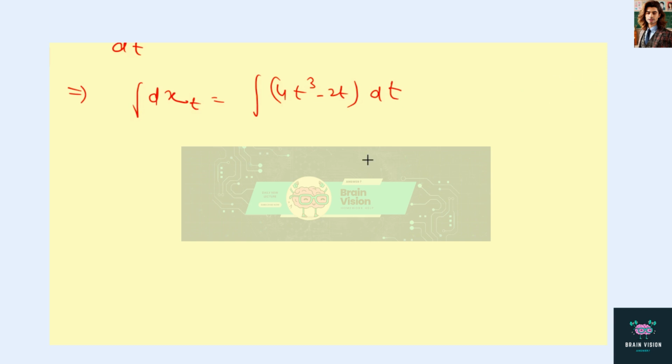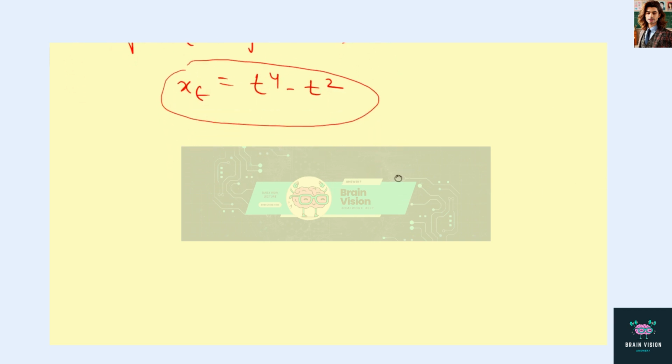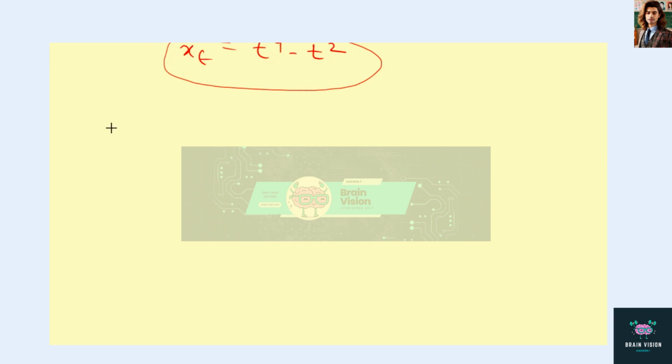After integration we get t to the power 4 minus t square. So this is the value of the position, that is x(t). Now we can say that we have been given the position, that is x(t) is equal to 2 meter. So we can say that t to the power 4 minus t square minus 2 is equal to 0.